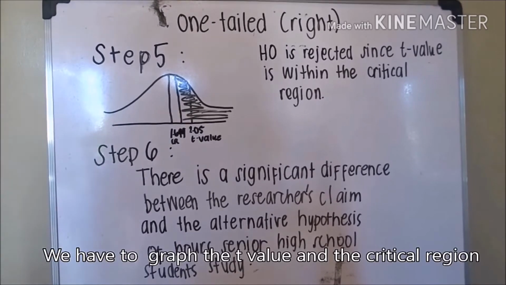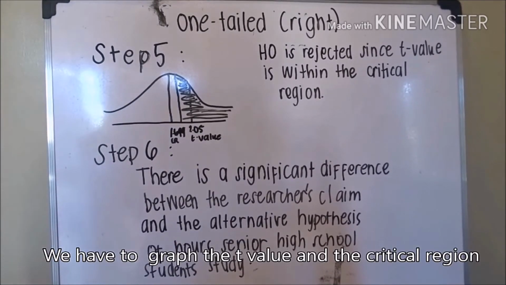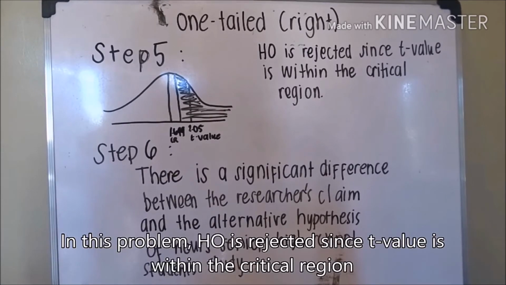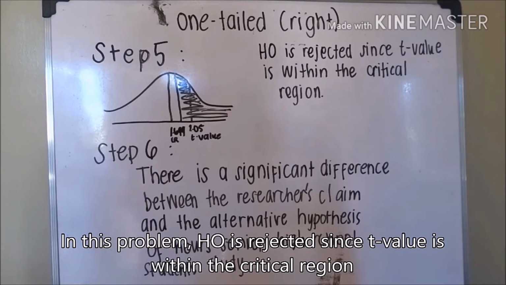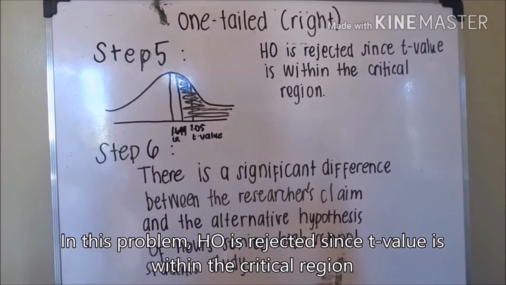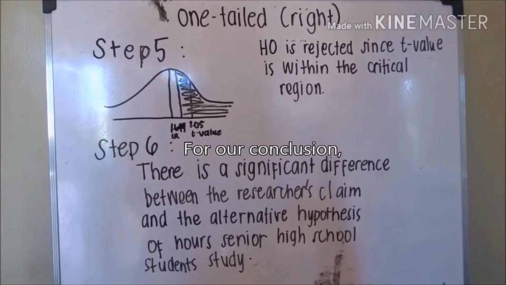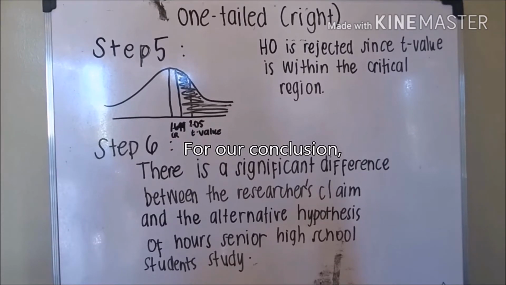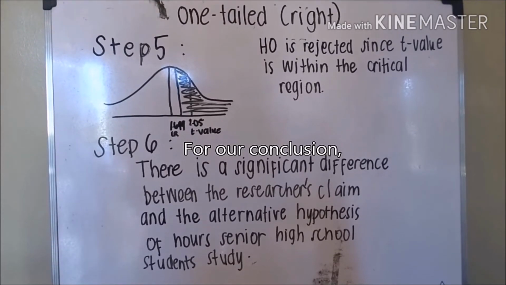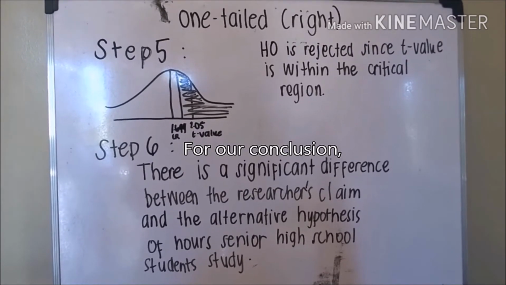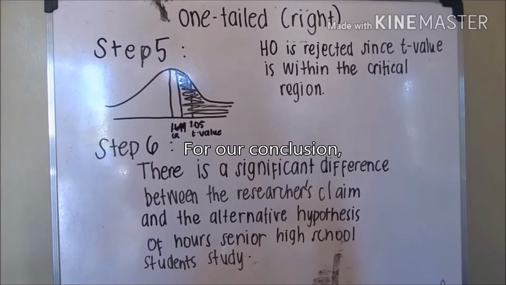At this time, we will know whether H0 is rejected or accepted. We have to graph the t value and the critical region. For this problem, H0 is rejected since the t value is within the critical region. For our conclusion, there is a significant difference between the researcher's claim and the alternative hypothesis regarding senior high school students' study.